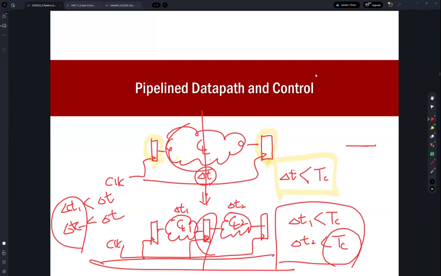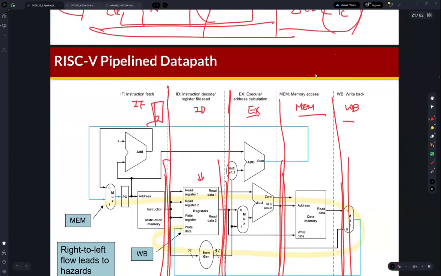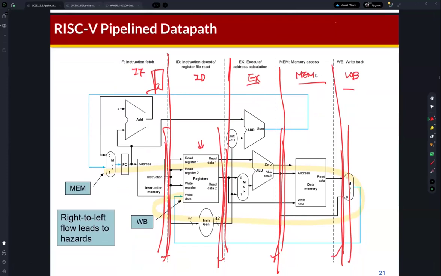So what did we learn in the previous class? We learned how to implement a pipeline process architecture. This is the starting point. From the single cycle process architecture, we can split a data path element and then the data path between these hardware components.